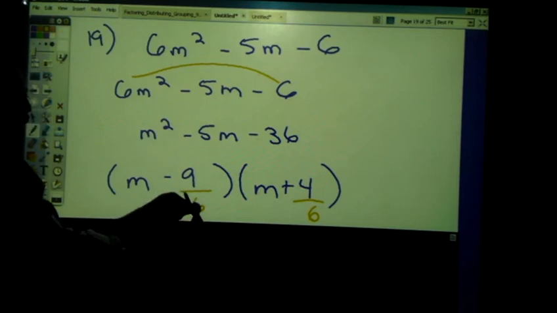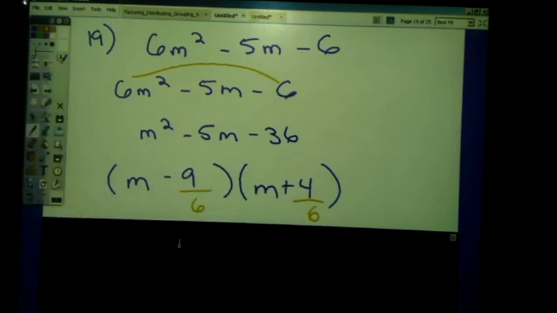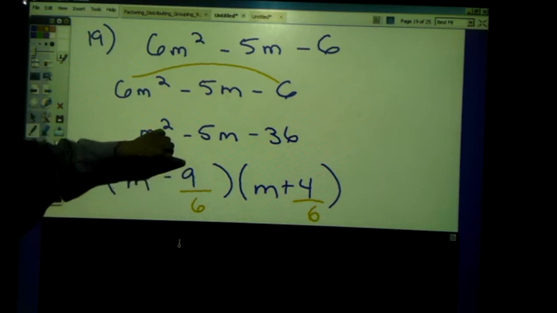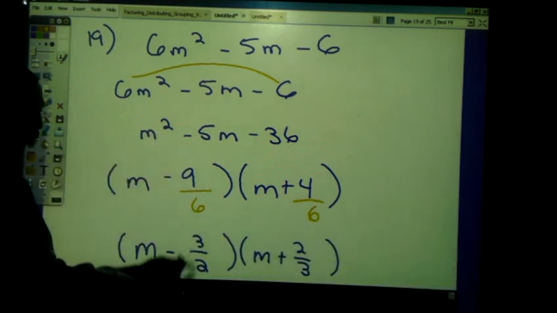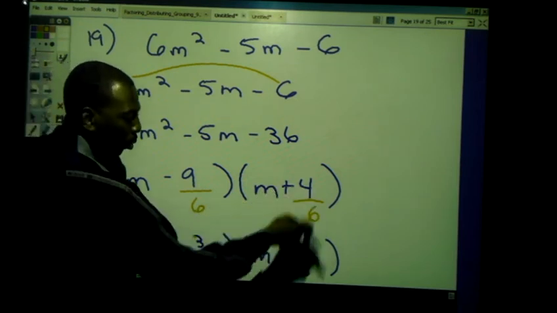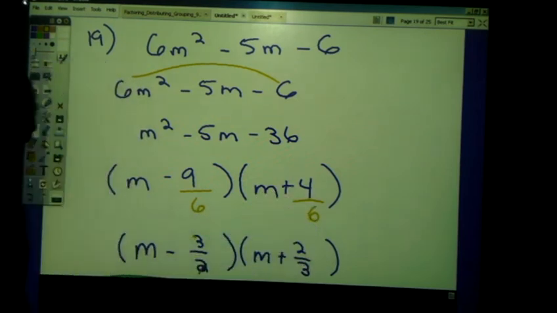Now for this one, 6 doesn't go into 9, 6 doesn't go into 4. But you always reduce all fractions regardless of the situation. We learned that in middle school and in little school. You always reduce all fractions. So I know that 3 goes into both of these. 3 goes into 9 3 times, 3 goes into 6 2 times. So that's why we made this 3 over 2. 2 goes into 4 2 times, and 2 goes into 6 3 times.